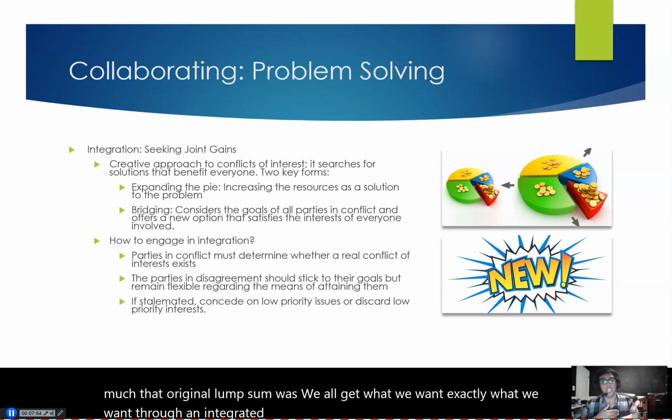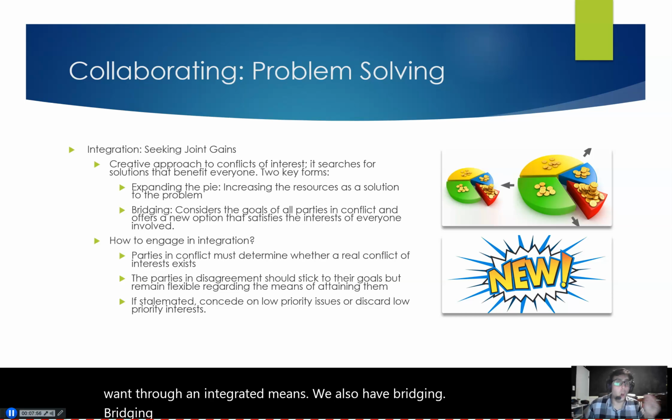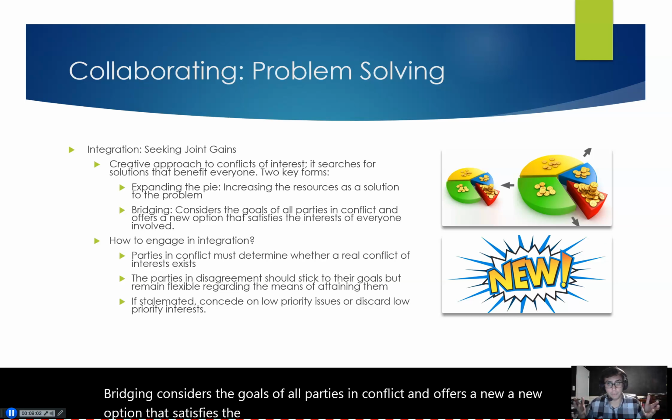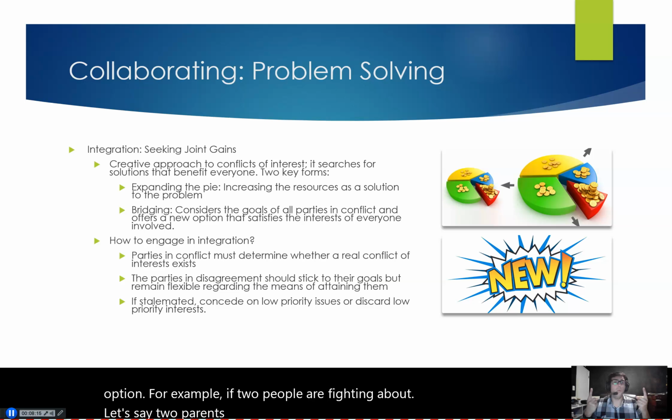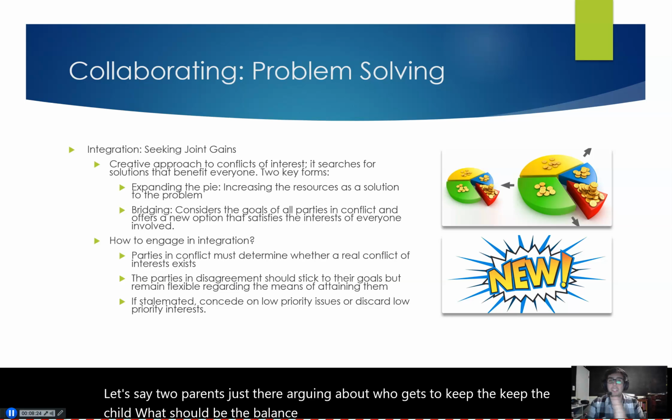We also have bridging. Bridging considers the goals of all parties in conflict and offers a new option that satisfies the interests of everyone involved. So, it is providing a new option. For example, 2 parents are arguing about who gets to keep the child. What should be the balance of when each person gets the child?